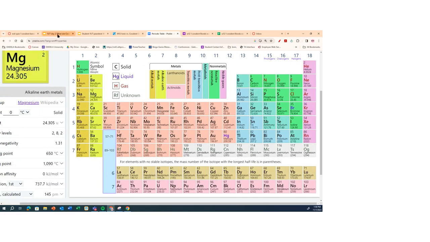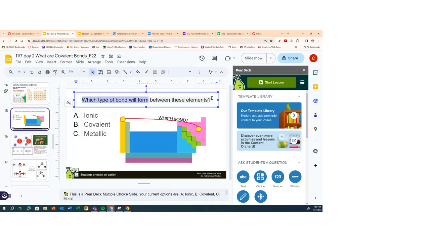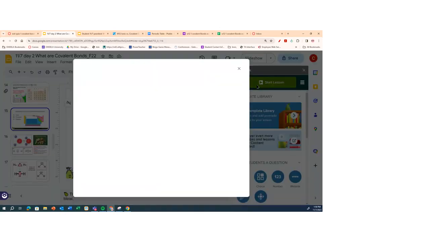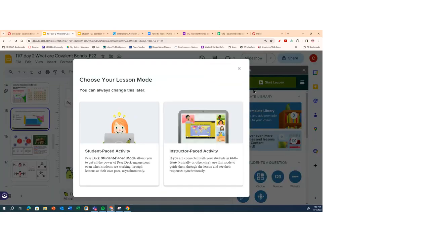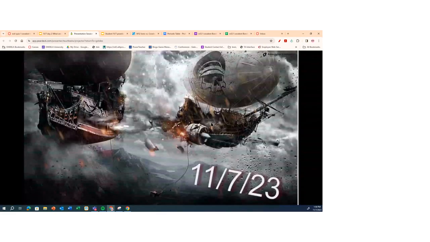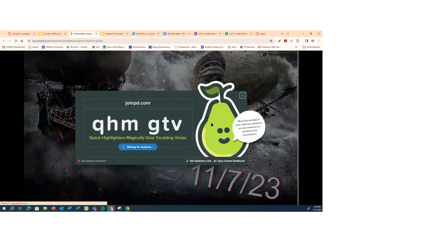All right. So what we're going to do today, ladies and gentlemen, we are going to start this assignment here. And we're going to do some practice on covalent, trying to understand it. And then we're going to open up a breakout room so that we can go over the exit quiz from yesterday.